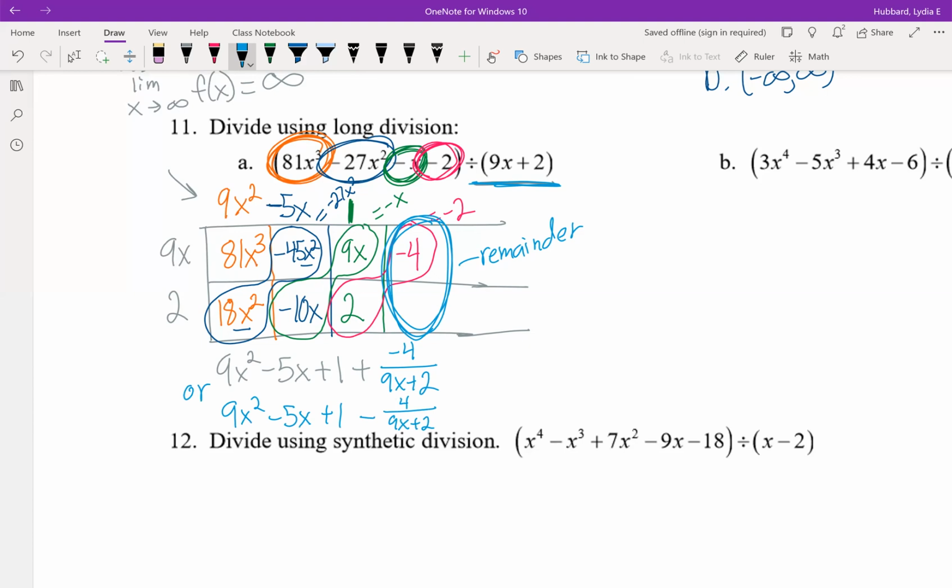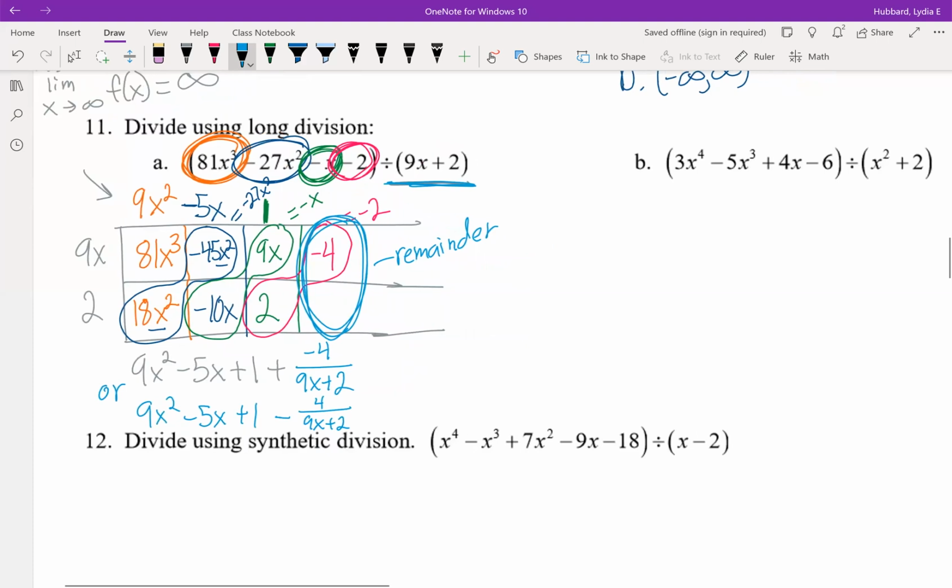Okay, and so that's how we would solve that long division problem. I would definitely go ahead and practice more long division. We have more on that one worksheet, but this is a good example. Okay, and we'll do B now.